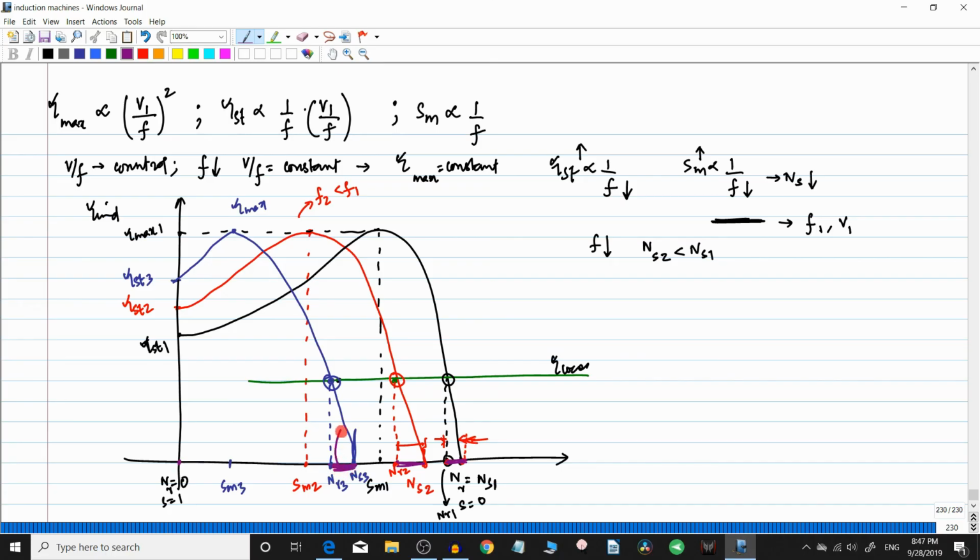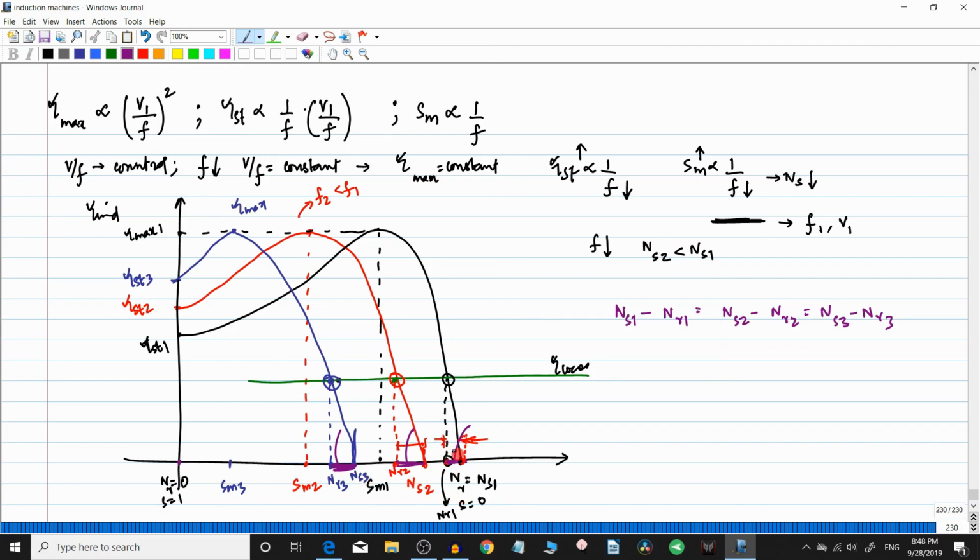So this value and this value will be exactly the same. That is the basic conclusion: NS1 minus NR1 will be equal to NS2 minus NR2 will be equal to NS3 minus NR3. And you can clearly see the speed is changing. As frequency decreases, you can see that the speed is also decreasing.